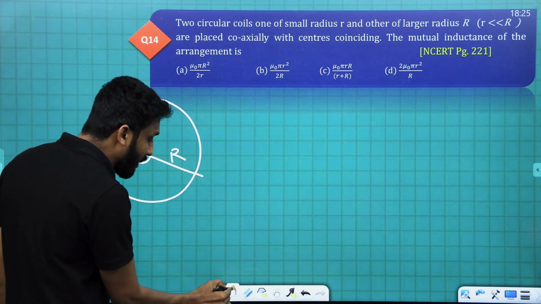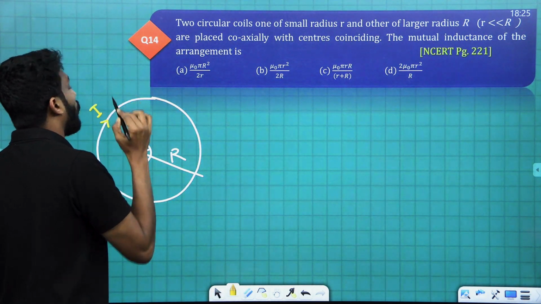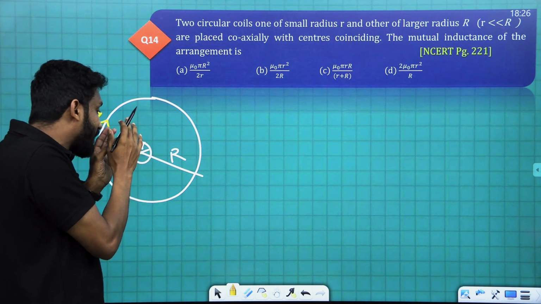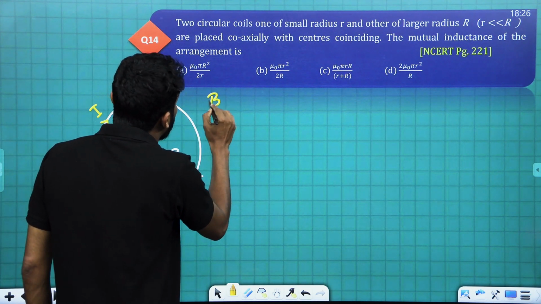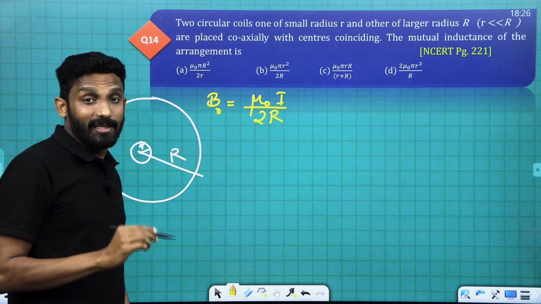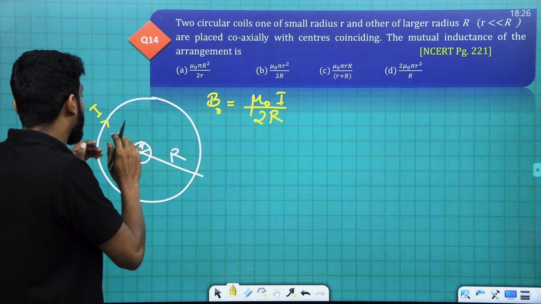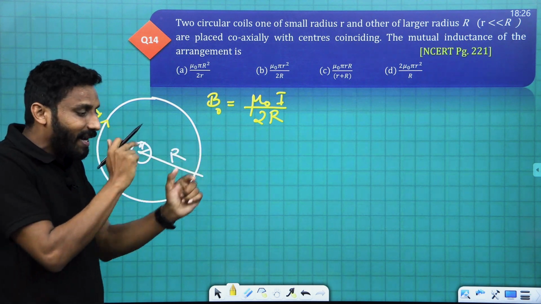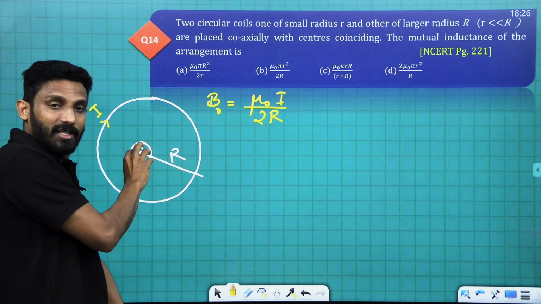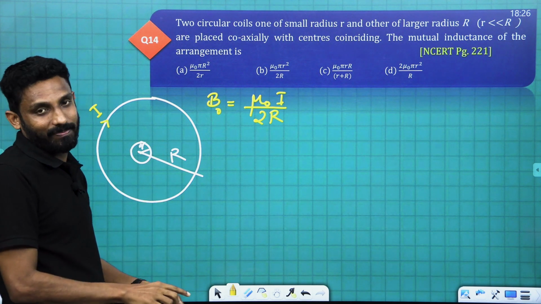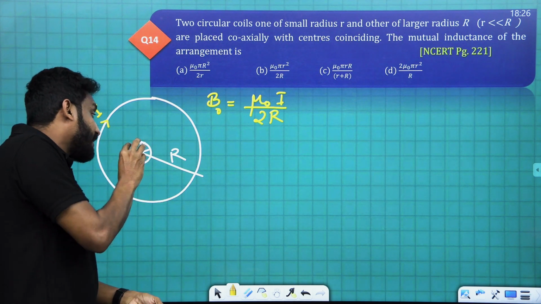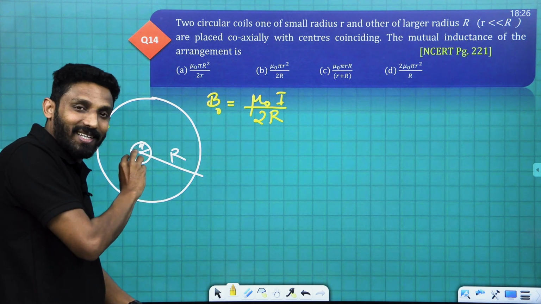Consider the current flowing through the outer coil. It produces a magnetic field intensity at the center. The magnetic field intensity produced by this current at the center is mu 0 I divided by 2R, twice the radius. You studied it. The field intensity at the center of a circular current carrying loop is mu 0 I divided by twice the radius. This field intensity is filled almost throughout the area of this inner coil. Hence, there will be magnetic flux along this inner coil.